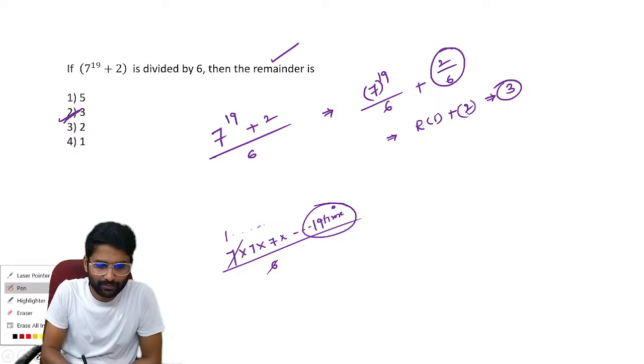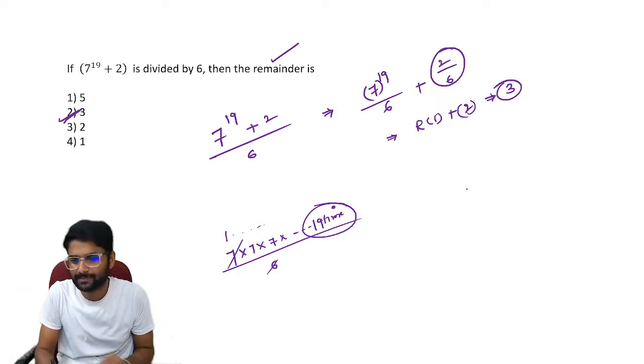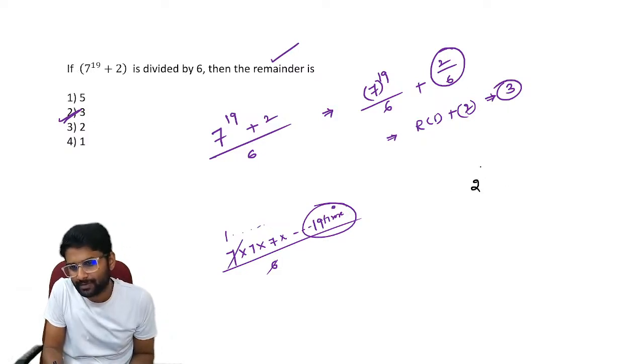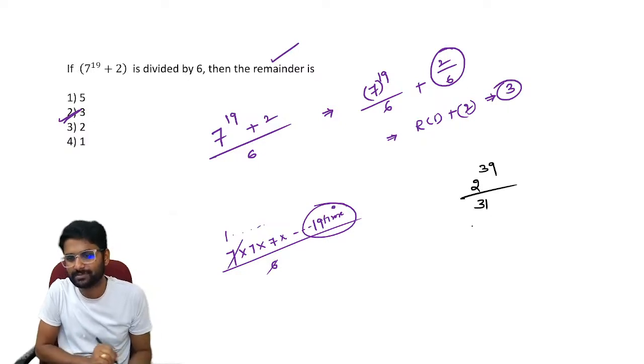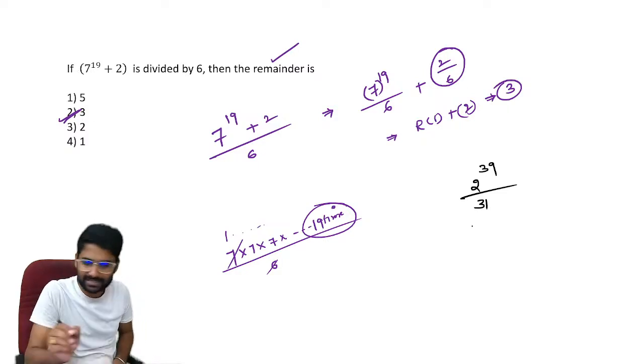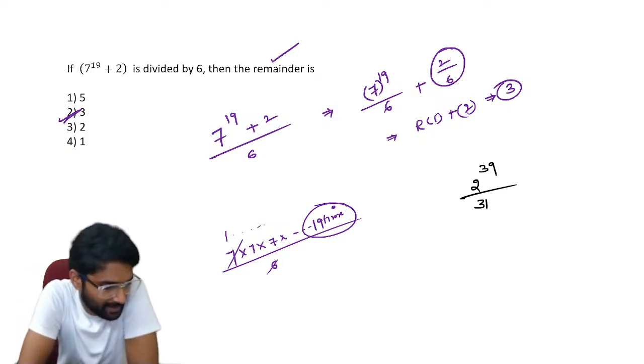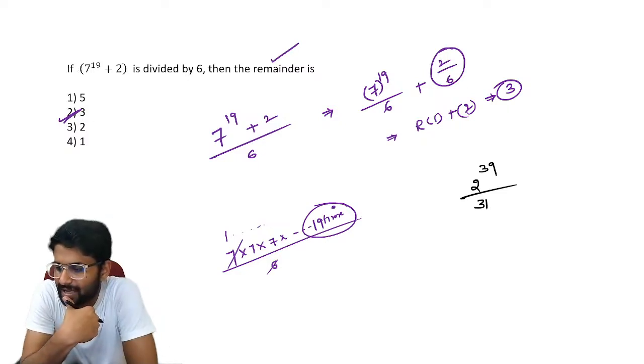Okay, let me take one more question. Guys, understand this one: 2 power 39 divided by 31. Can anyone tell me what is the remainder? Let's take this power concept. If 2 power 39 is divided by 31, what can be the remainder?